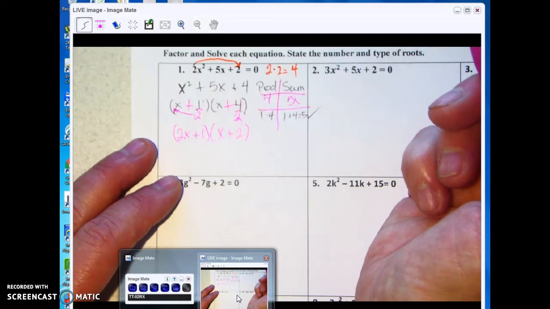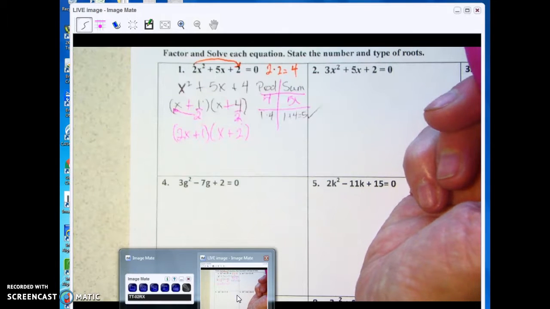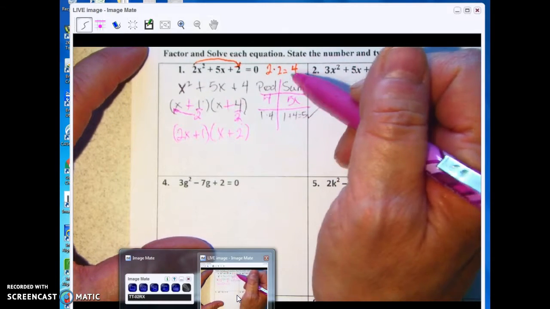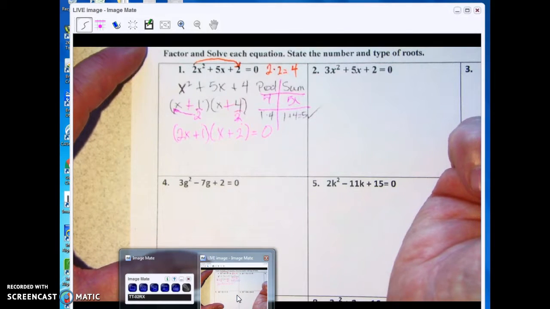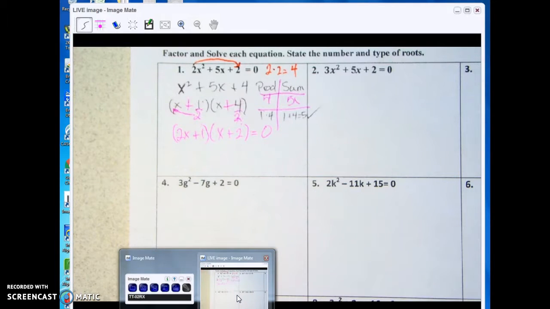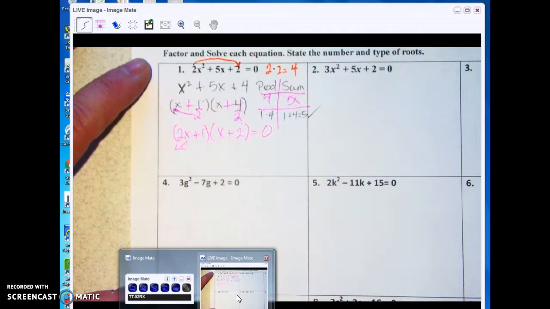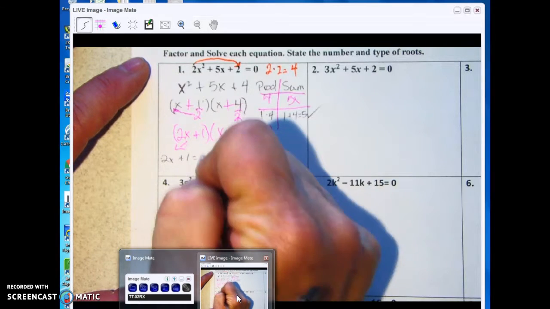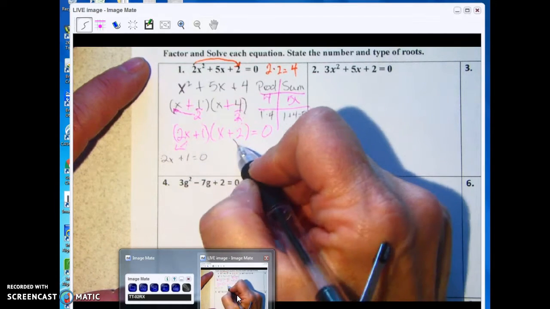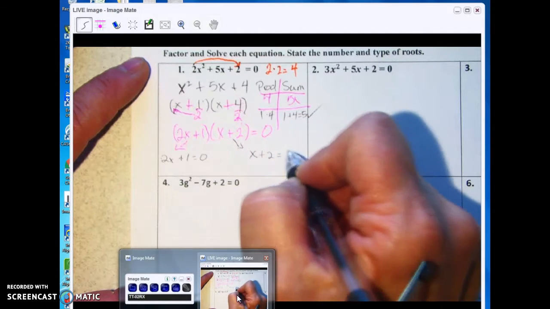Okay. Now, that is the factoring portion of it. Now remember, what was at the end of this? This was an equation, not an expression. So it said equals 0, right? So now all we're going to do is separate these two quantities. I'm going to move this over here, and I'm going to put 2x plus 1 equals 0. I'm going to move this one over here, and I'm going to say x plus 2 equals 0.